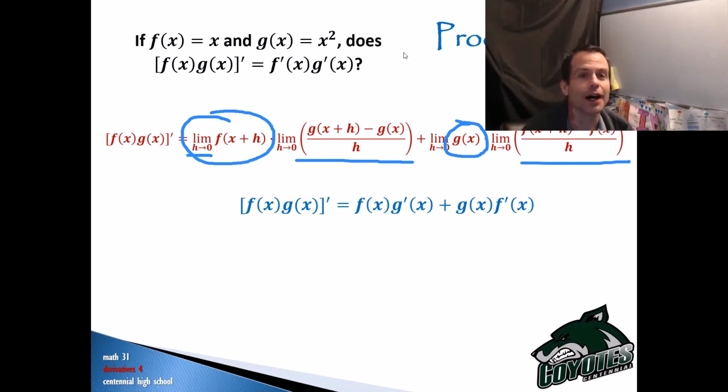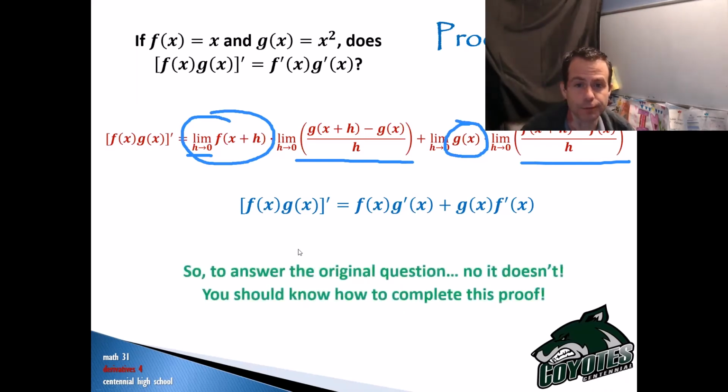Now, first of all, we have to go back to answer the question we actually were asking. The actual question we were asking a long time ago is, does the derivative of f of x times g of x equal the derivative of f of x times the derivative of g of x? And the answer now is no, it does not. It equals this. This would be a handy proof for you to understand and to know.